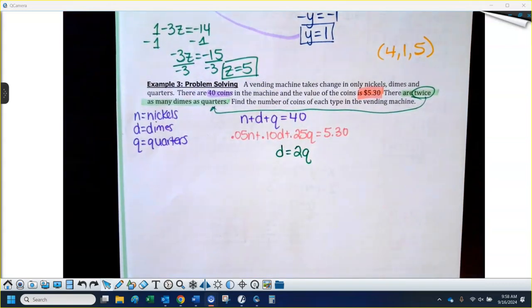So twice as many dimes as quarters. If I told you, okay, we have 4 quarters, I have twice as many dimes, then I would have 8 dimes. So you've got to multiply the number of quarters by the 2. That's what's going on there.